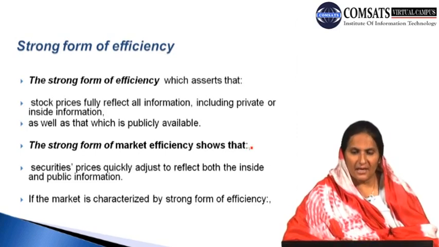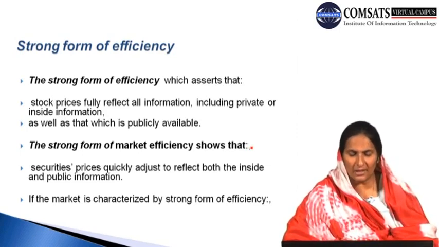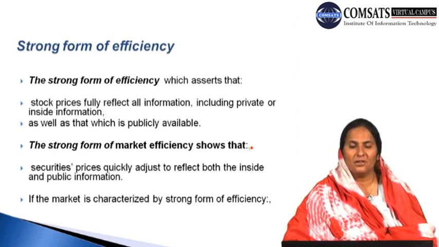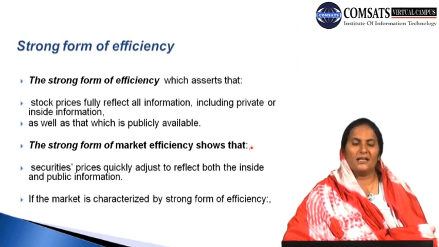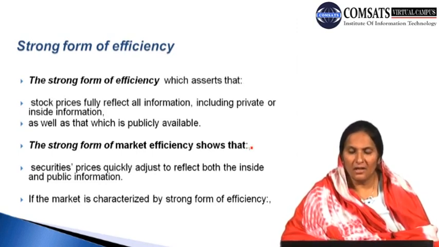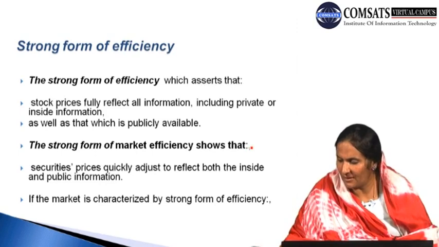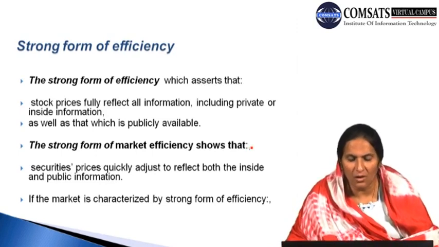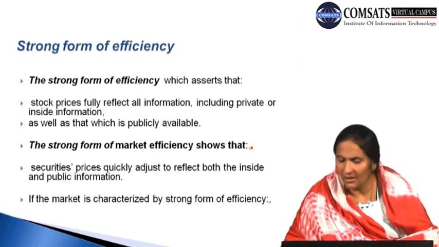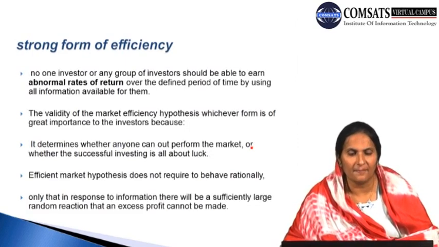At public places, from the private sector, and from the household sector, we have different sources of disseminating the information. The strong form of market efficiency shows that securities prices quickly adjust to reflect both the inside and public information. If the market is characterized by strong form efficiency, this is the characteristic of how the prices adjust and how the investors can take their decisions.